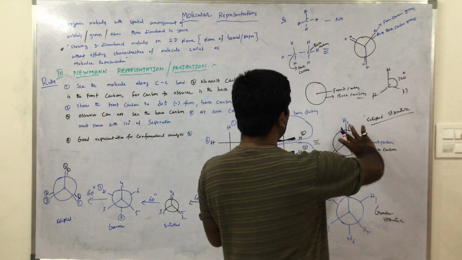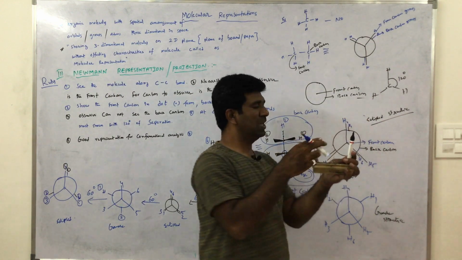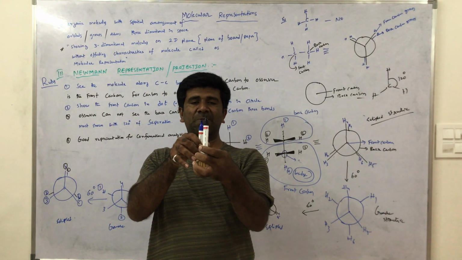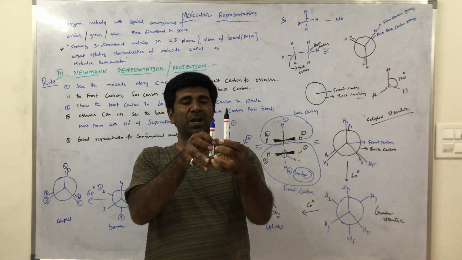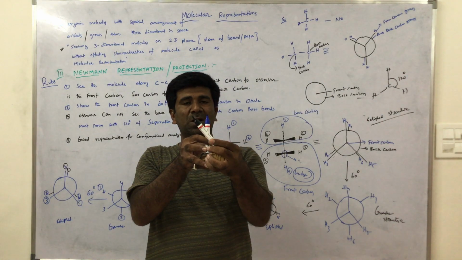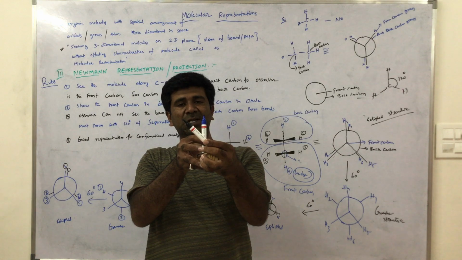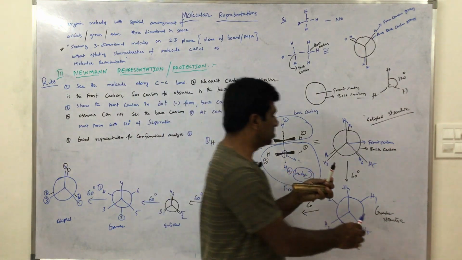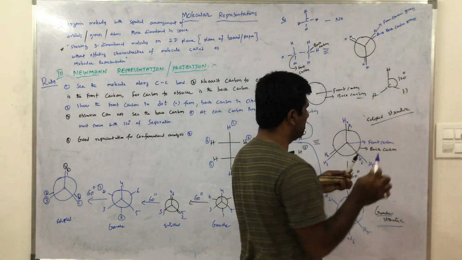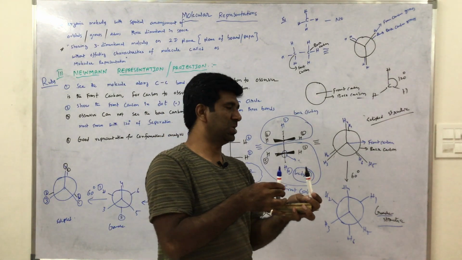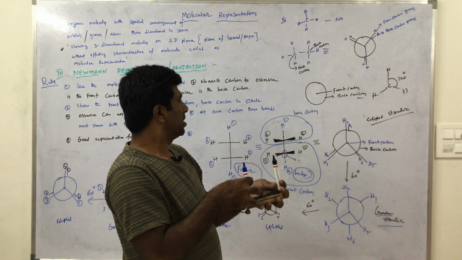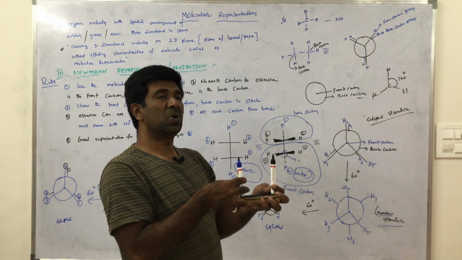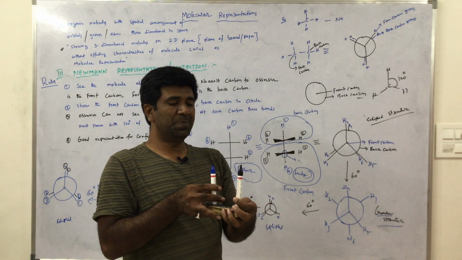So when the groups of the front carbon and back carbon are present at one angle, it is called eclipsed. Now the back carbon rotates about 60 degrees. This structure is called the gauche structure. This is the eclipsed structure and the gauche structure. Every 60 degrees the eclipsed structure converts into gauche, and every 60 degrees the gauche structure converts into eclipsed.